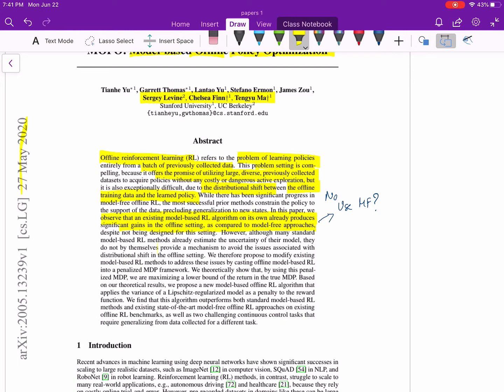Yeah, the current model-based methods don't address these issues. So what this paper does is give a fix to this using the penalized MDP approach, and maximizing the lower bound on the return.